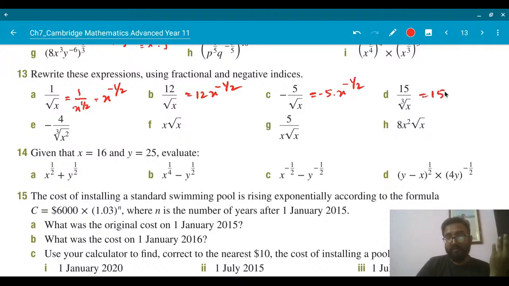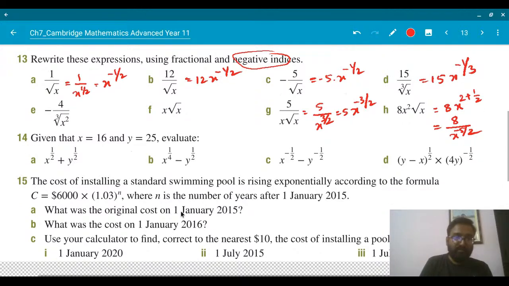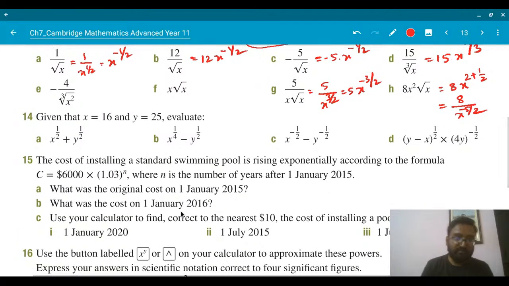So 15 into x power minus 1 by 3, because it is a cube root. If nothing is there, by default it is 2. So you can do it. It is 5 by x power 1 plus 1 by 2, which is 3 by 2. It is 5 into x power minus 3 by 2, the required answer. And here it is x power 8 into x power 2 plus 1 by 2, which is 2.5, that is 5 by 2. But when it comes down, it will become minus 5 by 2. He said to write with negative powers, so that's why it is in the denominator. Similarly, we can simplify and provide the answer.